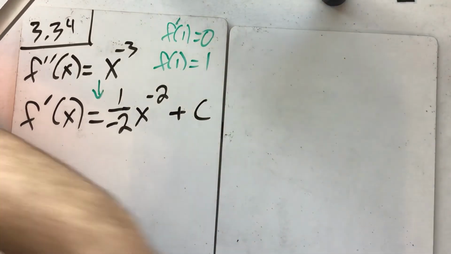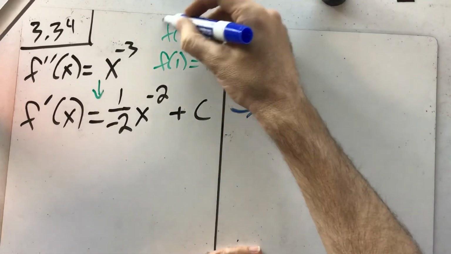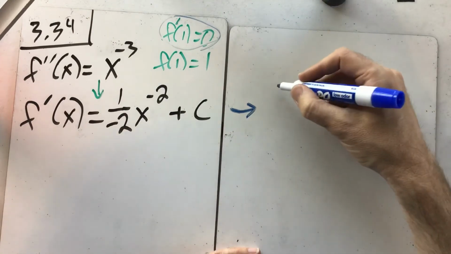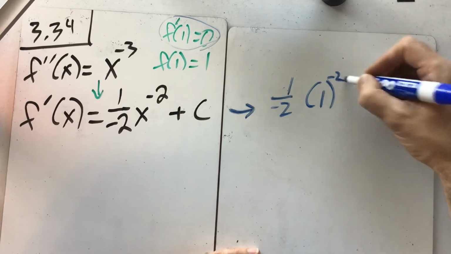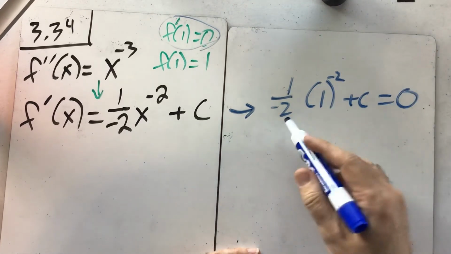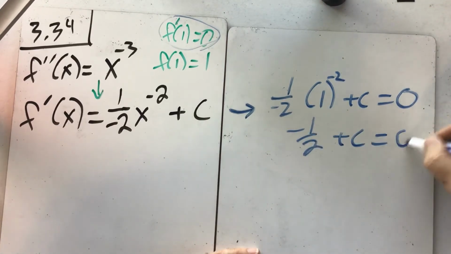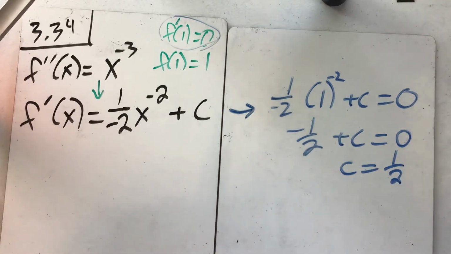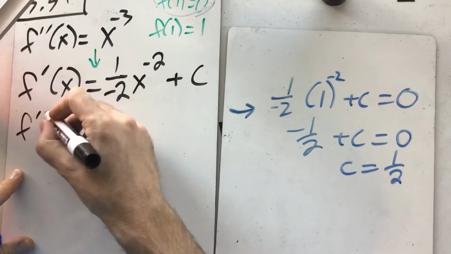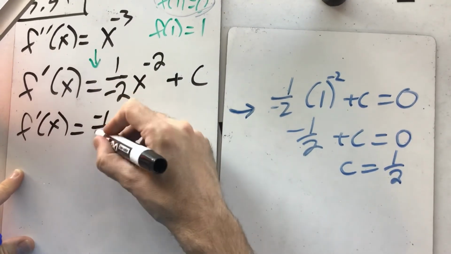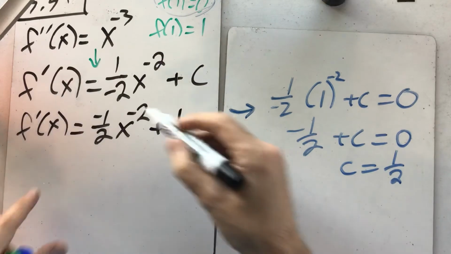Now, let's come over here, and let's figure out what that c is going to be. Well, I'm going to use this equation to figure it out. So I get 1 over negative 2 times 1 to the negative 2 plus c equals 0. This all ends up being negative 1/2 plus c equals 0. So c is simply 1/2. So that means this derivative equation is f prime of x equals negative 1/2 x to the negative 2 plus 1/2. So that's my first one.